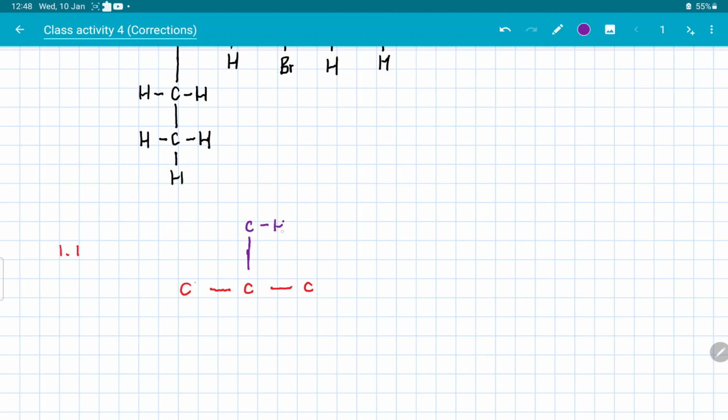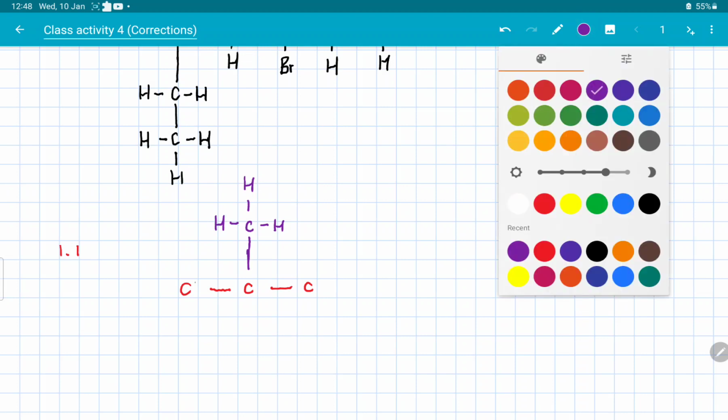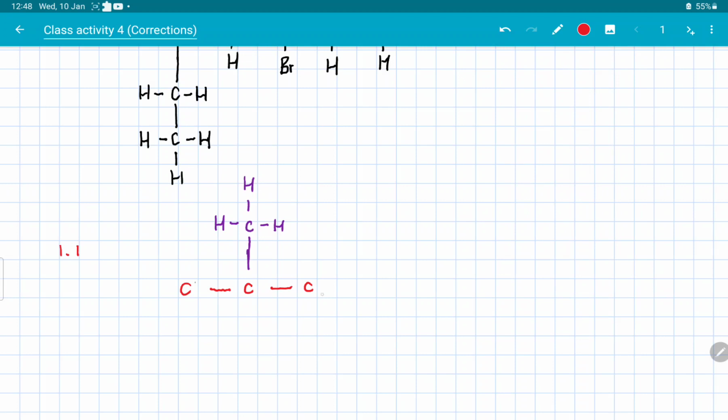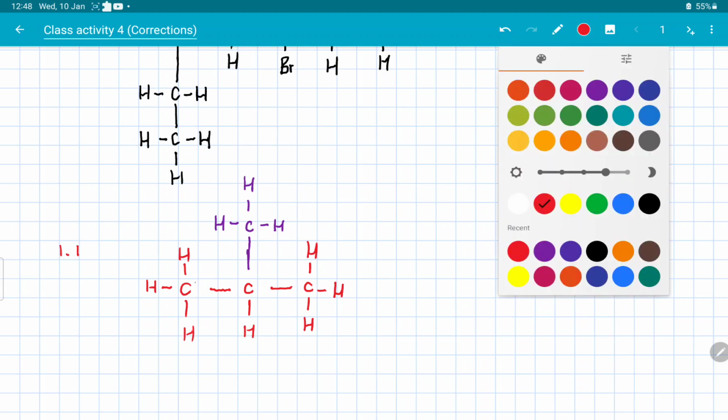CH3. I'm just using different colors so that you are able to note that methyl. Then you place the hydrogens. That is 2-methylpropane.